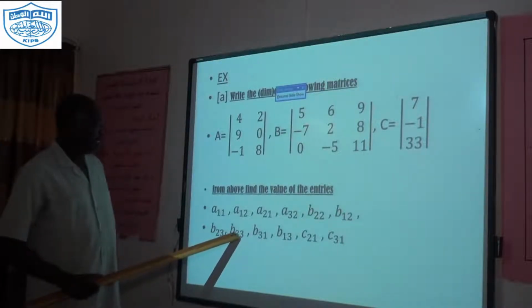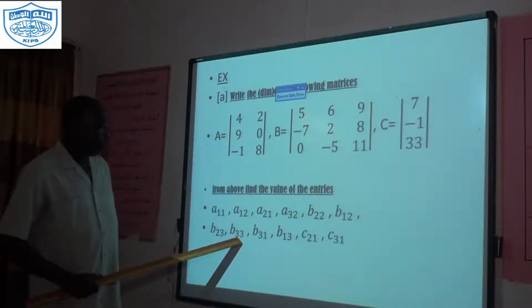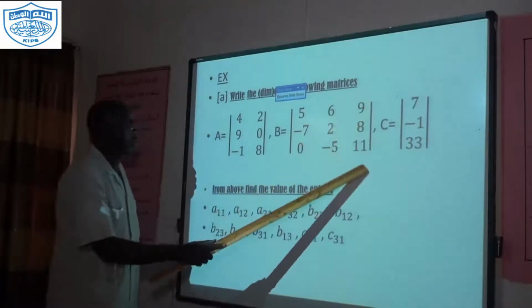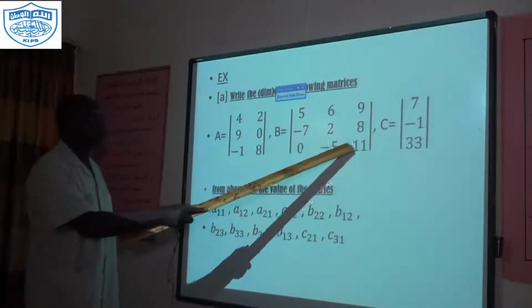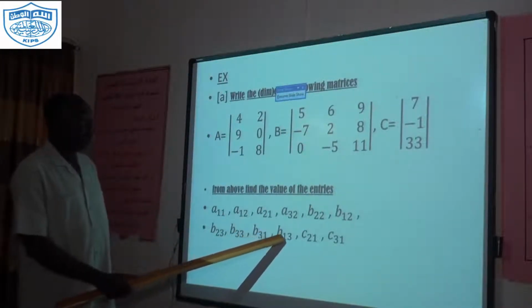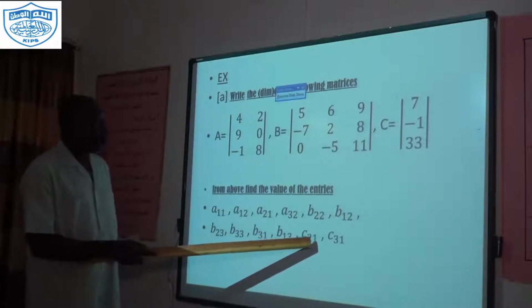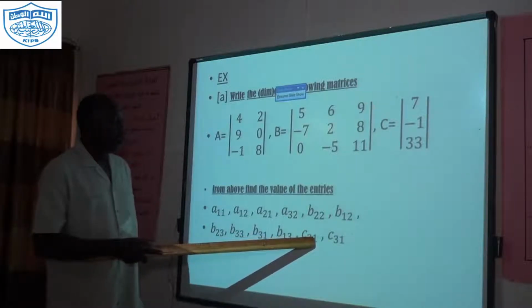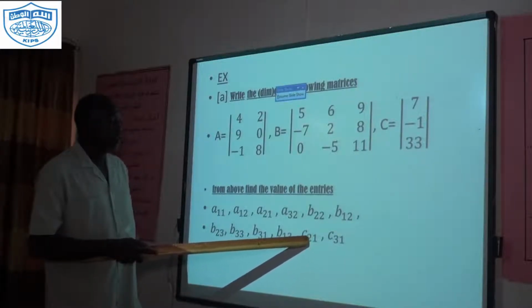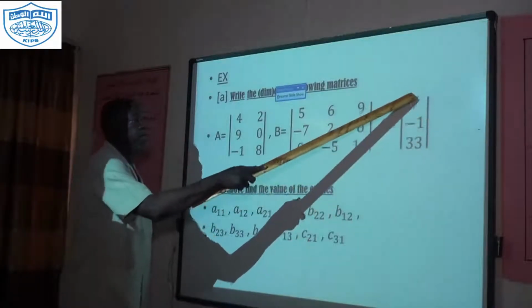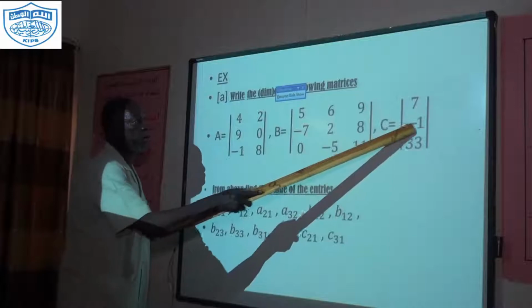B33 means the element that lies at the third row and third column. B33 equals 11. Now if we come to matrix C, C21 means the element that lies on the second row and the first column. This is the second row and the first column.